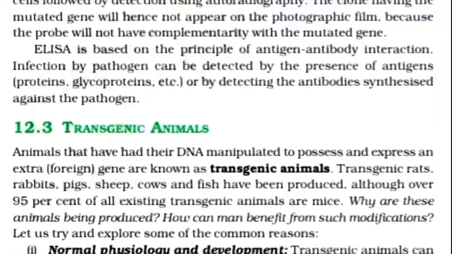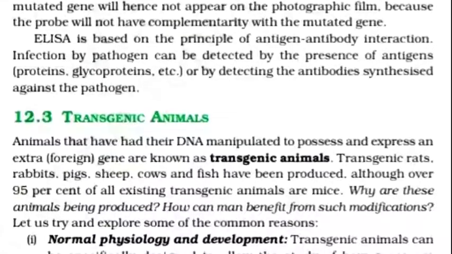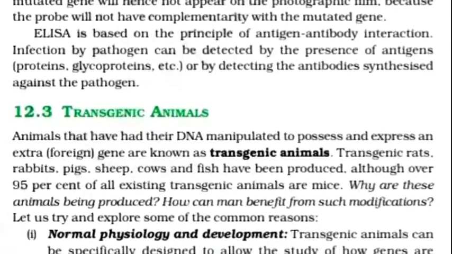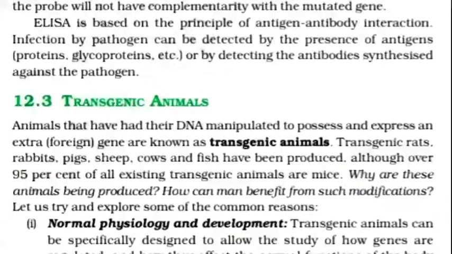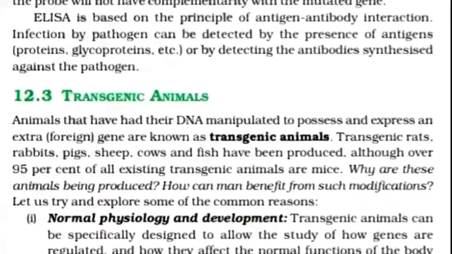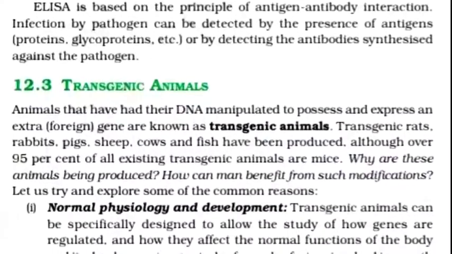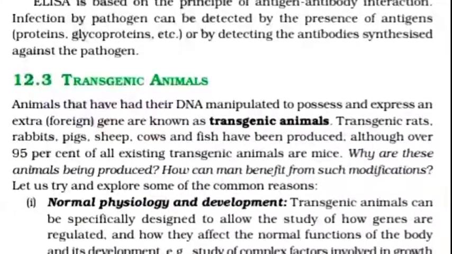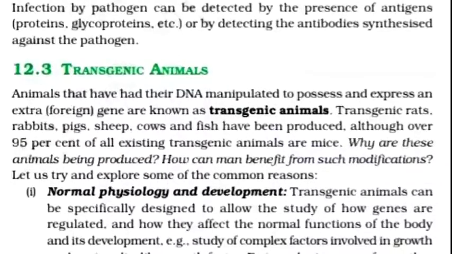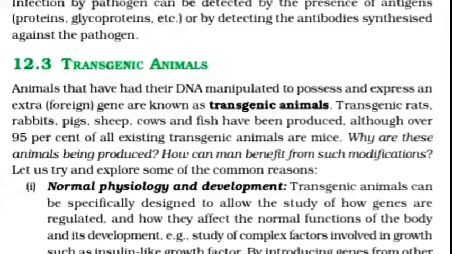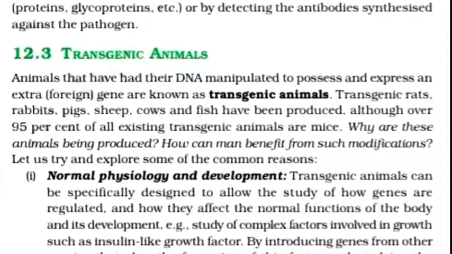Transgenic animals are animals that have had their DNA manipulated to express an extra, foreign gene. Transgenic rats, rabbits, pigs, sheep, cows and fish have been produced. Although over 95% of all existing transgenic animals are mice, why are these animals being produced? How can man benefit from such modification? Let us try and explore some of the common reasons.